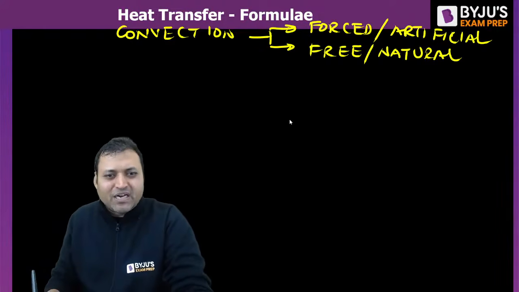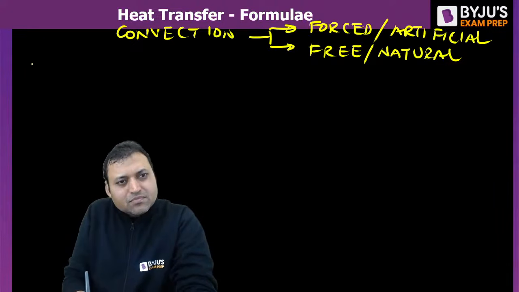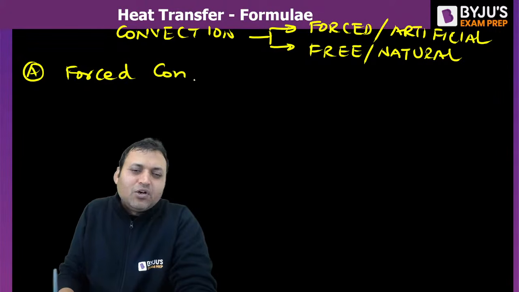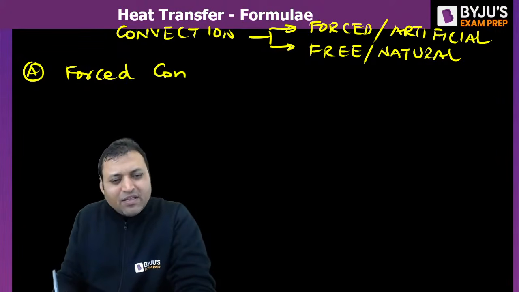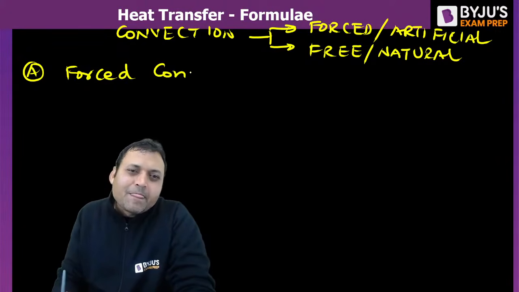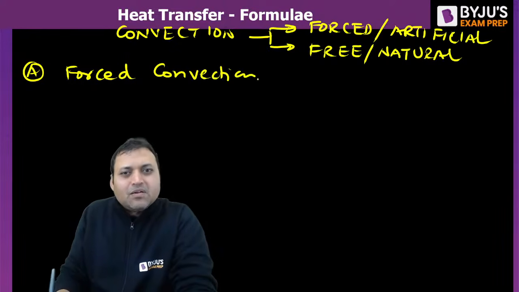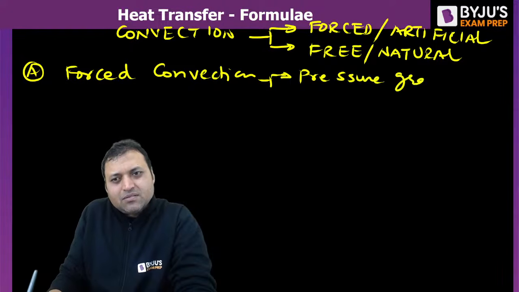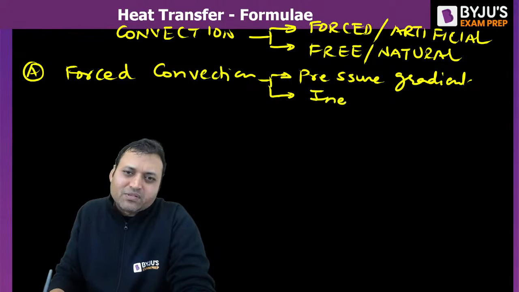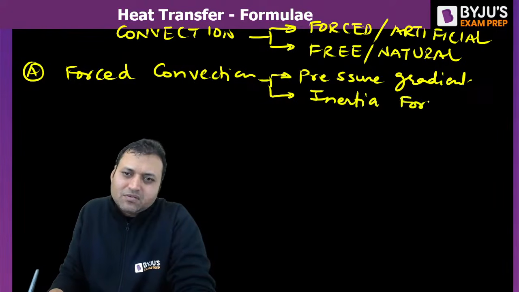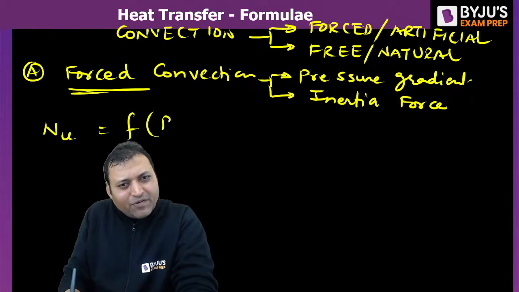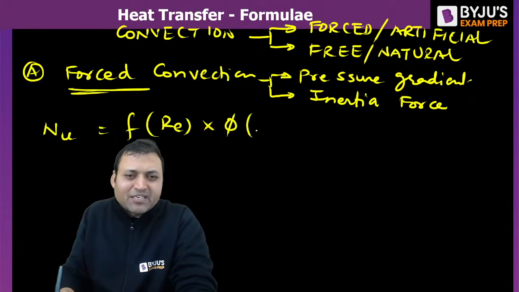Now, in case of forced convection, the fluid is forced to flow. So there are pressure gradient and inertia force. In case of forced convection, the Nusselt number is a function of Reynolds number multiplied by a function of Prandtl number.